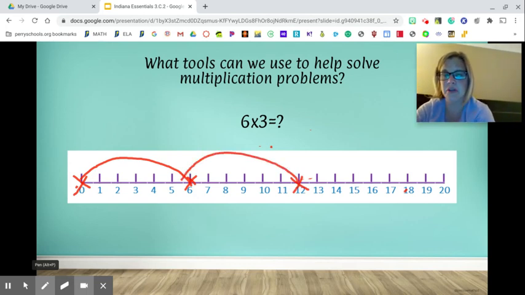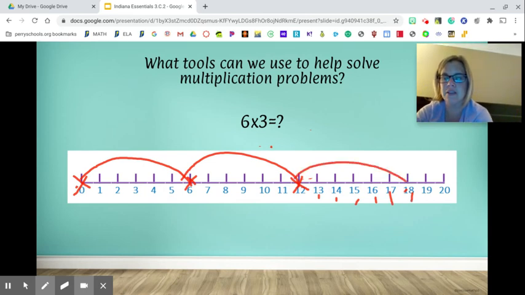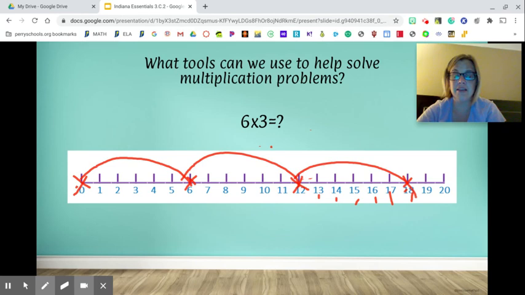Count out 6 more. 1, 2, 3, 4, 5, 6. Lands on 18. Same answer. This time I was looking at 3 groups of 6. 3 groups of 6 is 18.